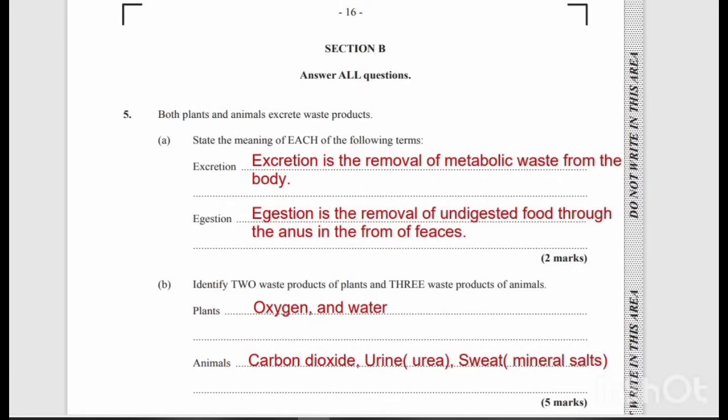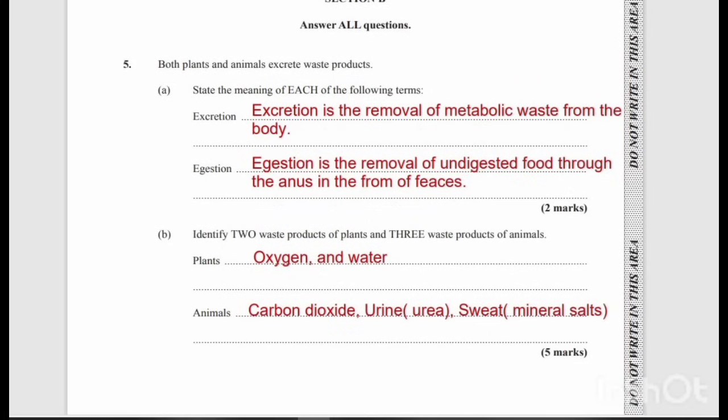Now guys, I have to highlight this. Almost every year CSEC says to us as teachers, please ensure that the students know the difference between the terms excretion and egestion, because we know you guys get them mixed up. So make sure from this video you know the difference. Excretion is the removal of metabolic waste from the body, right? While egestion is the removal of undigested food through the anus in the form of feces. So make sure you know those.